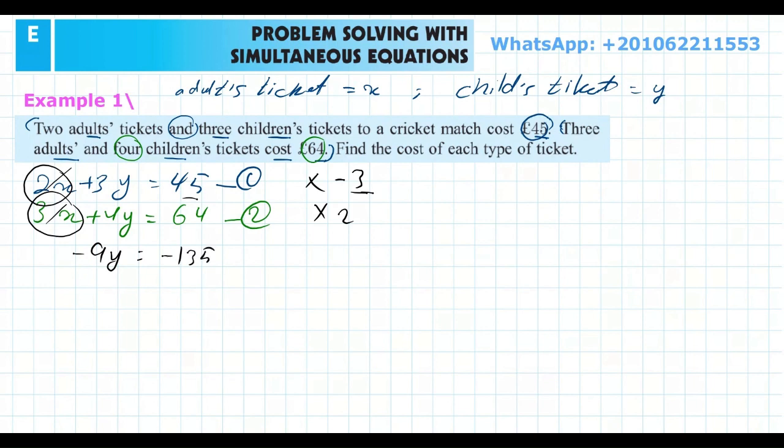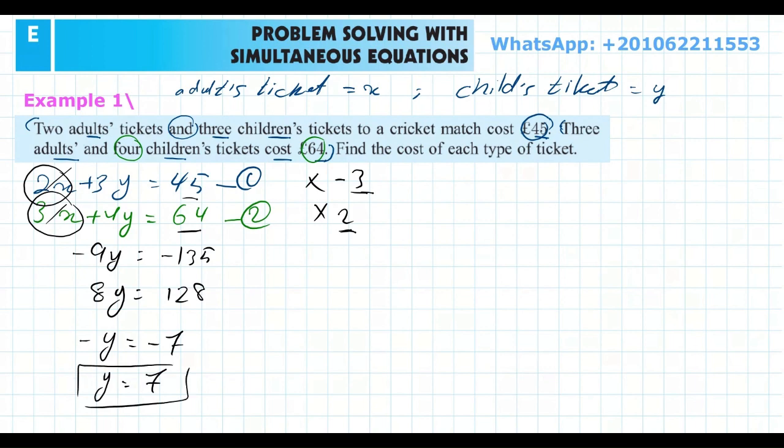What about the second equation? 4y by 2 becomes 8y, and then 64 by 2 becomes 128. After that, you need to add them, then the result should be negative y equals negative 7. Then, obviously, y equals 7. This is the first part. What about the second part? We need to find the value of x.